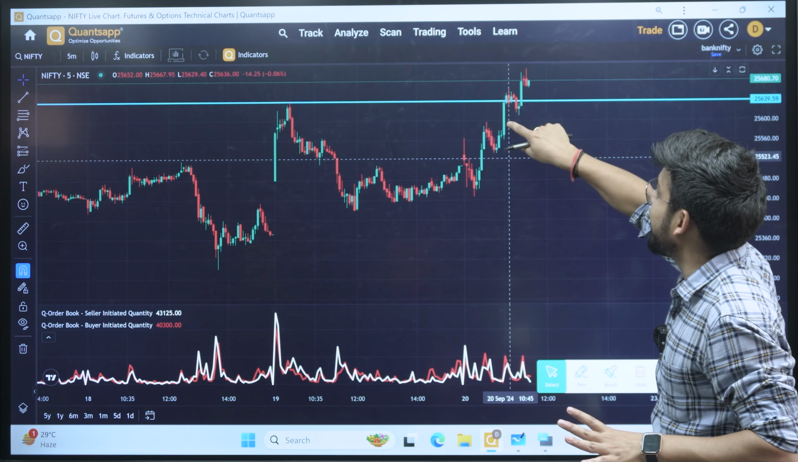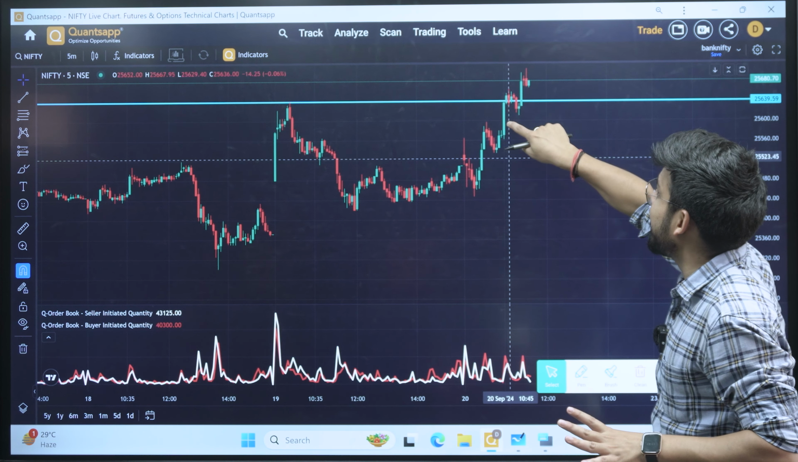I can see my buyer initiated quantity is 125 and the seller initiated quantity is 875. So clearly it is not good enough. My buyer initiated quantity is less than SIQ. So this is not the candle in which I have to make the entry, and you can clearly see the market went in the downward direction.